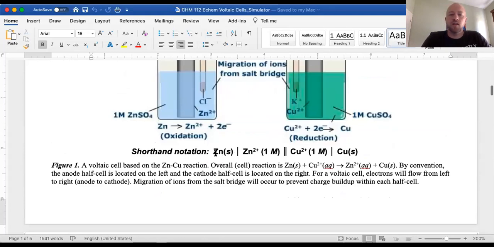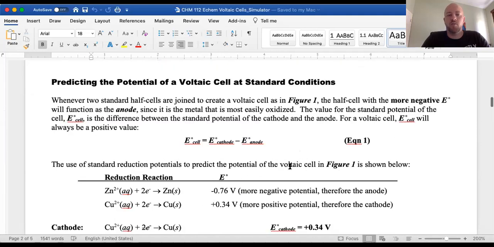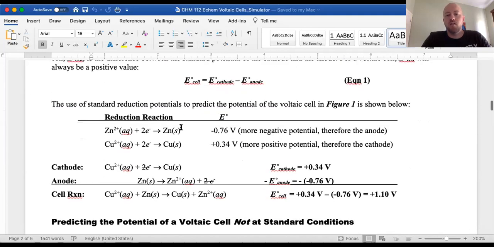It discusses things like the shorthand notation for a voltaic cell, which is something you'll have to be able to do. Really the bulk of the work you're going to do here is calculating E naught for the cell, the cell potential, for a variety of cells. This is done for pretty much any chemistry lab. Whether you are doing this in person or via simulator, the mechanics work out very much the same way.